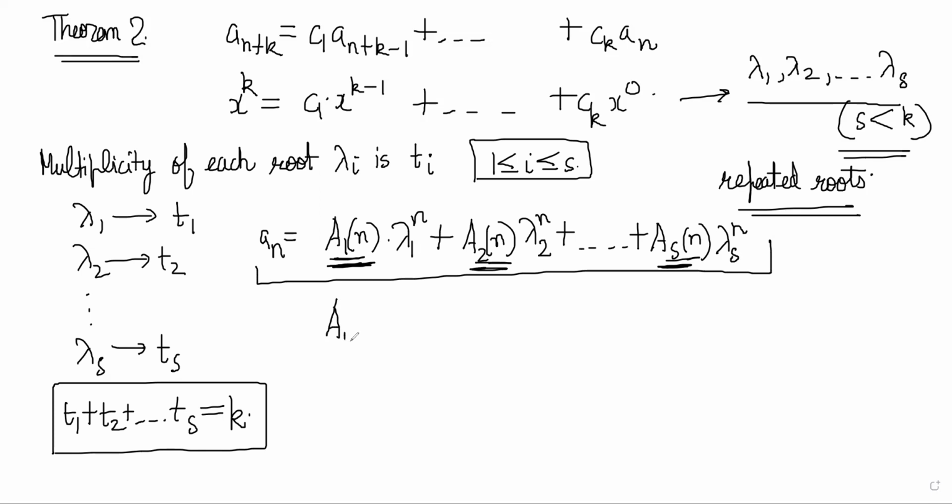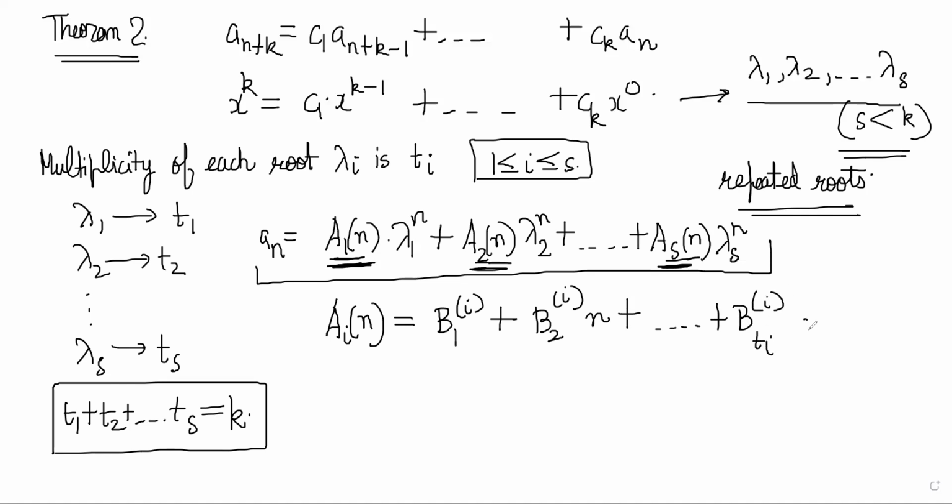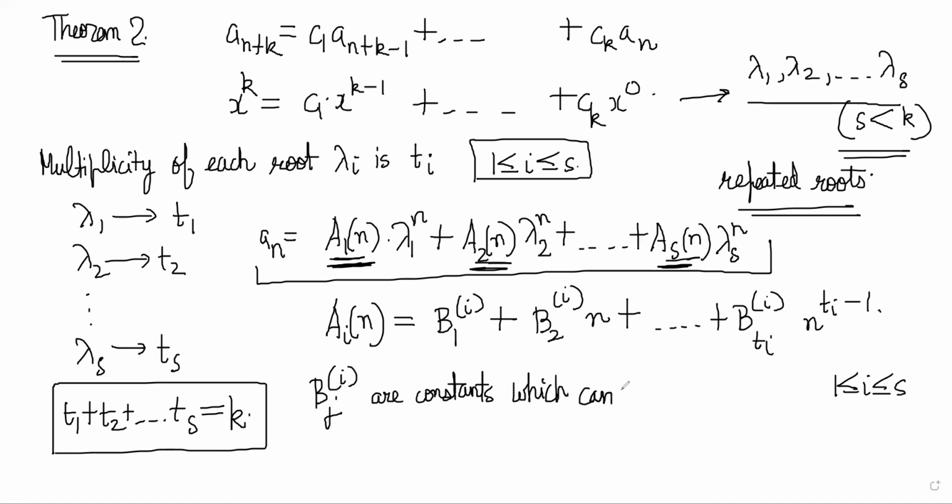Each of the ai of n, this function of n, can be written as b1i plus b2i n plus so on till b ti i n to the power ti minus 1, with i going from 1 to s, and your bji are constants which can be determined from the initial values.